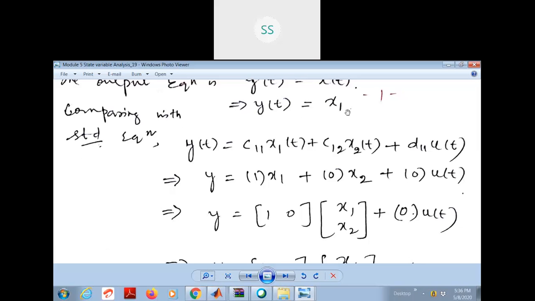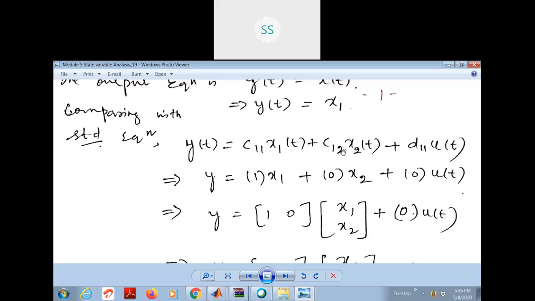So for that I need to represent y of t in standard notation. In standard form the output is written as y of t equal to C11 into x1 of t. So from where has this equation come? It has come from the general model of the state variables.